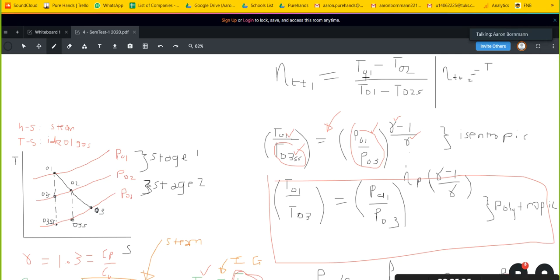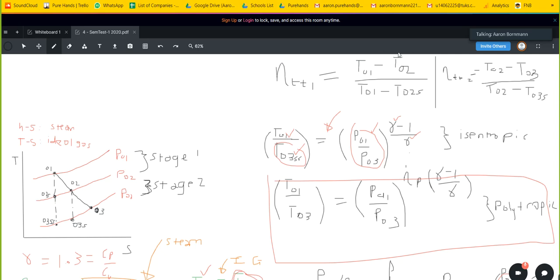So if we look at it, it will be T02, because that's the starting point, minus T03, because that's the real value, the top. Take this part and divide by this part. So it's T02, second stage, minus T03s.